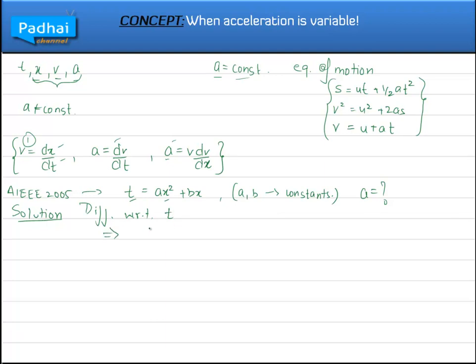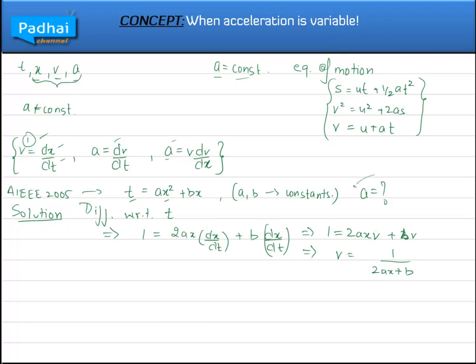So what will we get? You might be knowing differentiation at this point of time easily. So 1 will be equal to 2ax into dx by dt plus b into dx by dt. Now if we see the problem, what is dx by dt? This is v. Let us replace this by v. So this will give us 1 equals 2ax v plus bv. If we take v as common, we can very well get the value of v, which is 1 upon 2ax plus b.